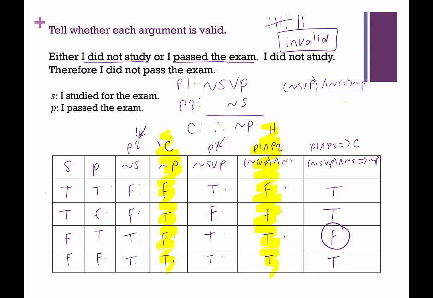And if we think about it, let's look at what this says. I did not study or I passed. I did not study, therefore I passed. Now, is it possible that you could have passed even if you didn't study? Well, yeah, if the test was really easy, right? We've talked about that before, that's totally possible. So it makes sense that this argument is invalid.